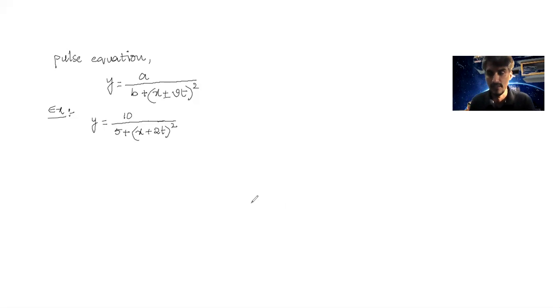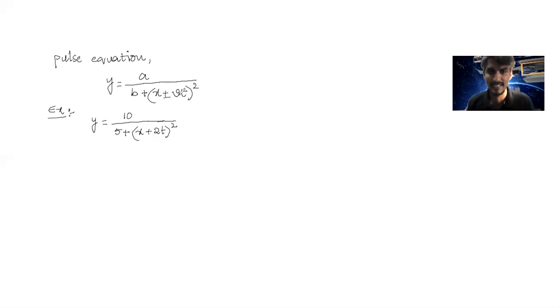If we write this function y of x comma t, which is equal to 10 by (5 plus (x plus 2t) whole square), then we should say what the direction of propagation of the pulse is. Means in which direction it is moving, whether in the positive x direction or the negative x direction. That we have to understand. See, when we give a jerk to it, this is the function regarding that.